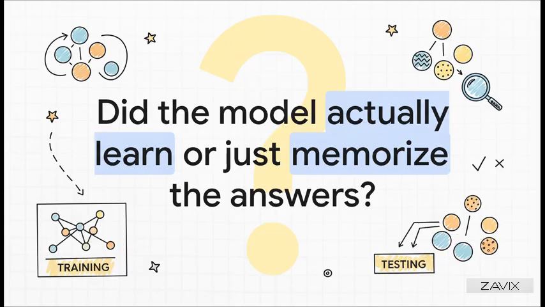Okay, but wait a minute. This brings up a really crucial question. How do we know if the model actually learned to see those patterns, or if it just memorized all the answers we gave it? I mean, if a student just memorizes the answers to a practice test, they haven't really learned anything, and they're gonna bomb the final exam. It's the exact same idea for a machine learning model.